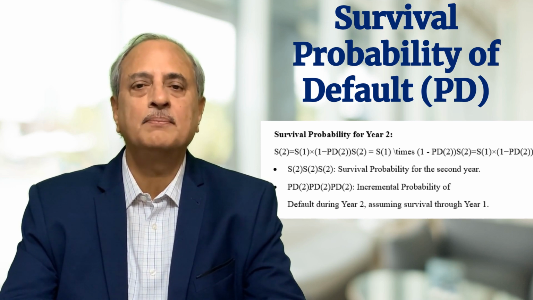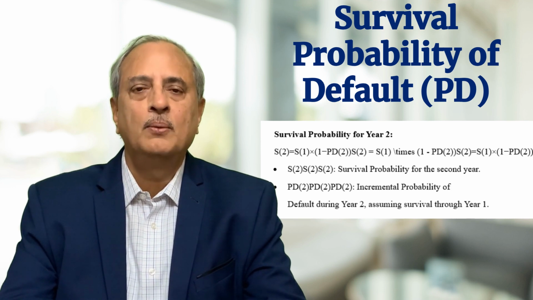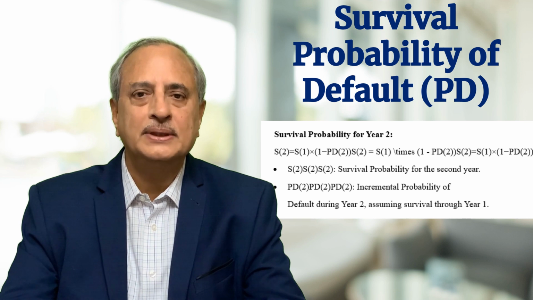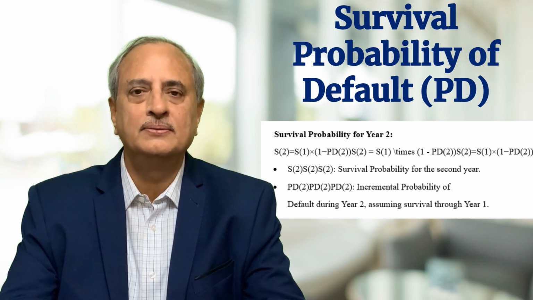Section 3. Survival probability for year 2. For the second year, we build on the result from year 1. To calculate this, we multiply the survival probability from the first year by 1 minus the probability of default for the second year. This shows the likelihood of the borrower surviving through both the first and second years without defaulting.